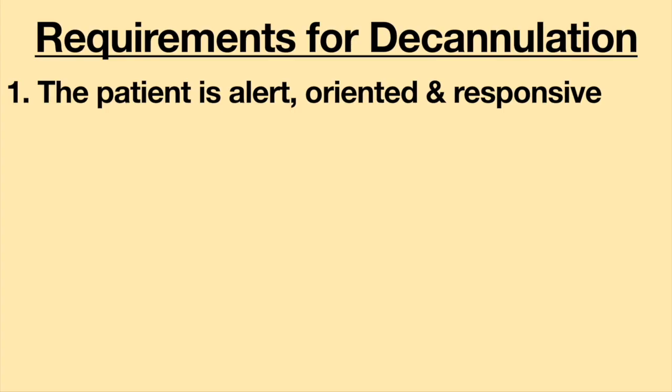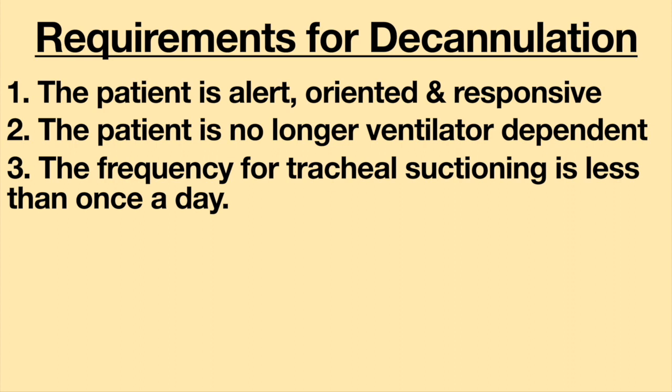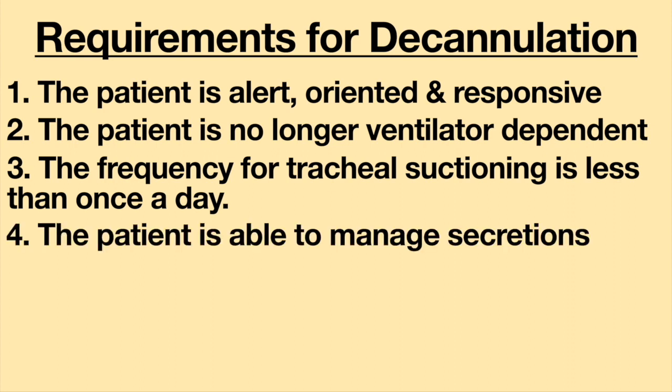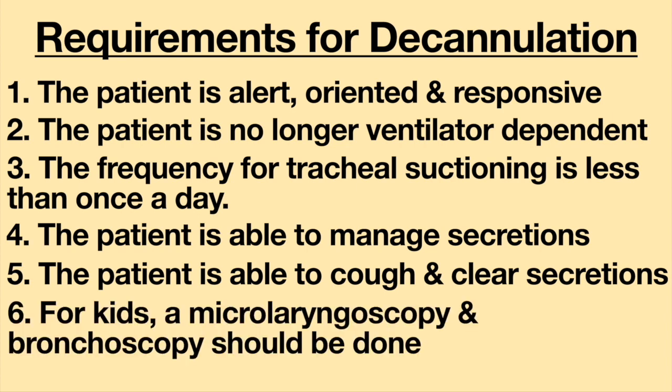The patient is alert, oriented, and responsive to commands. The patient is no longer ventilator dependent. The frequency for tracheal suctioning is less than once a day. The patient is able to maintain his oral secretions without the risk of aspiration. The patient is able to cough and clear his tracheal secretions. For children, a microlaryngoscopy and bronchoscopy should be done to make sure the child's entire airway from the nose down to the lungs is open and unobstructed.